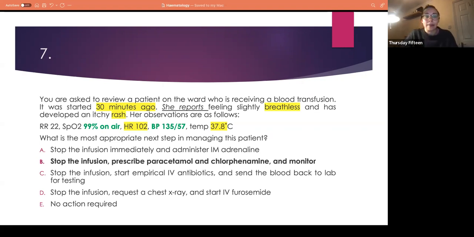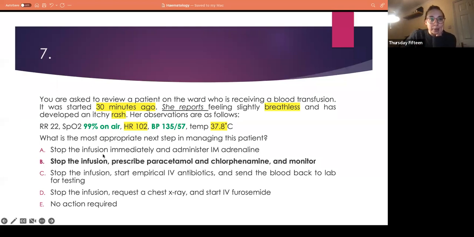C, what we're getting at there is an infection from the blood. Low-grade fevers can occur with an allergic reaction or febrile non-hemolytic transfusion reactions. So there's not really any indication at the moment for her to have empirical IV antibiotics. There's no signs of her having circulatory overload, so we don't need to stop the infusion, request a chest x-ray and start frusemide, because that would be for TACO. We'll go into that in a second.